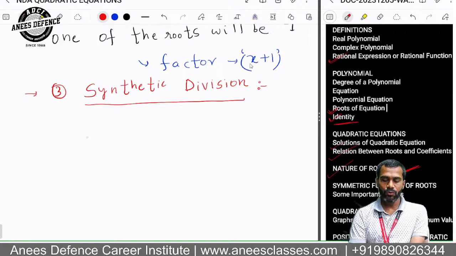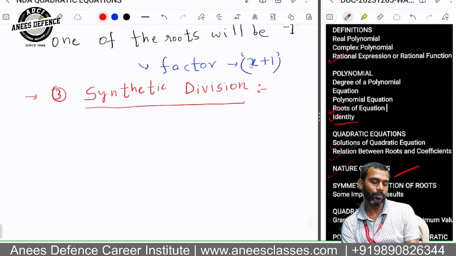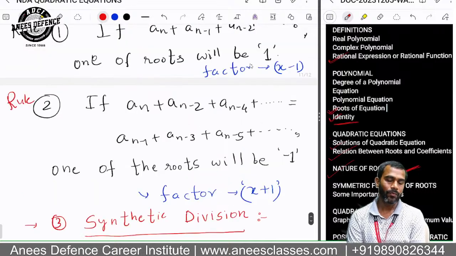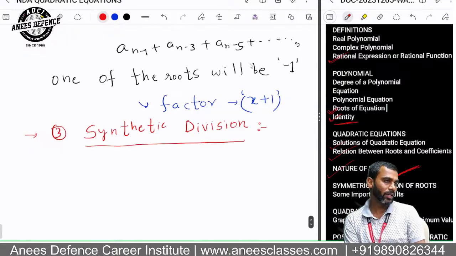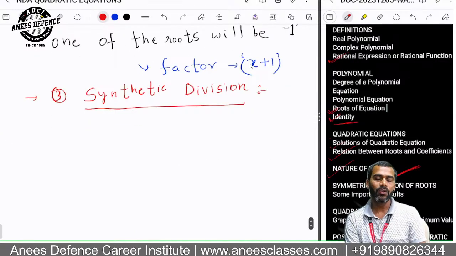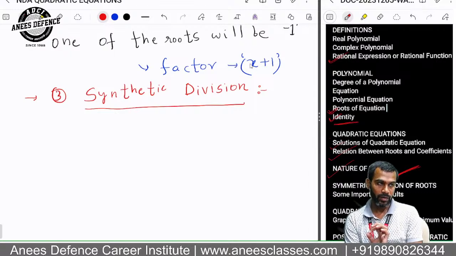What do we have to do? First of all, every time we have to apply rule number 1 and rule number 2. Now, in order to get the other roots, we need to use synthetic division. For that, we just write all the coefficients of every term. If the term containing some power is missing, we write 0 there.